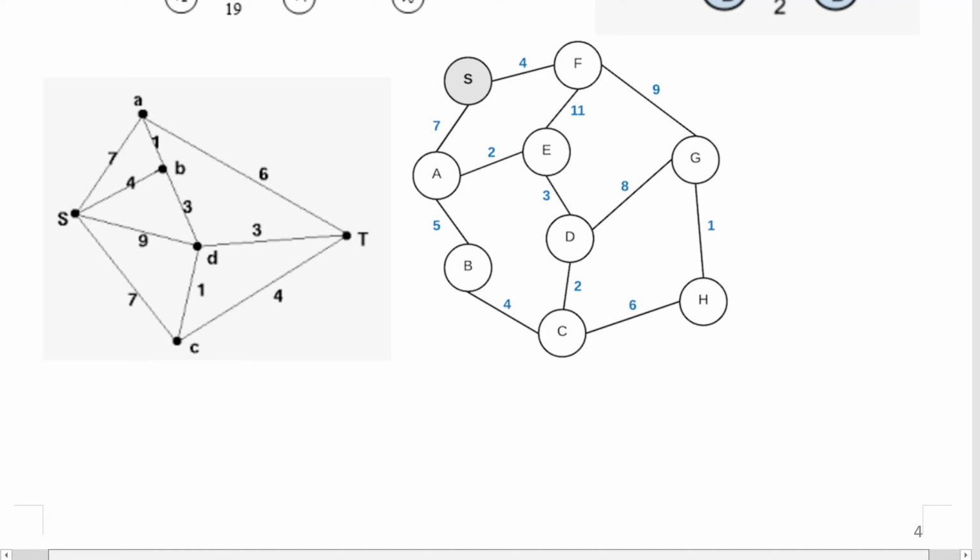Hi, I just want to show you one more example of the section 8.4. Okay, so let's look at this picture. Let's say we want to find the shortest path from A to C.